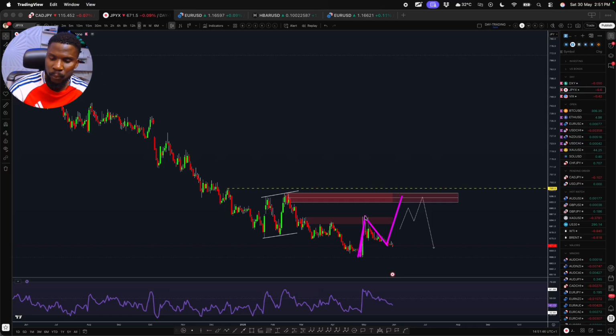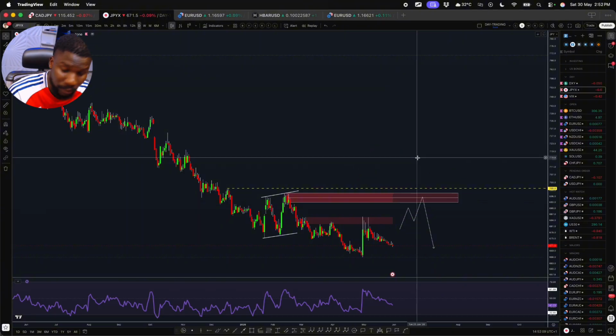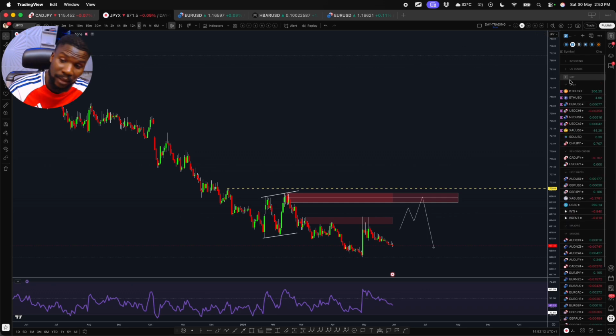We have A, we have B, and I want to see C. If I can see C, the corrective wave right here, then we can expect a further drop. Again, it is very simple. We just have to wait for it to come back to the top here. And if it doesn't come back to the top, I'll just sit tight and look at something else.